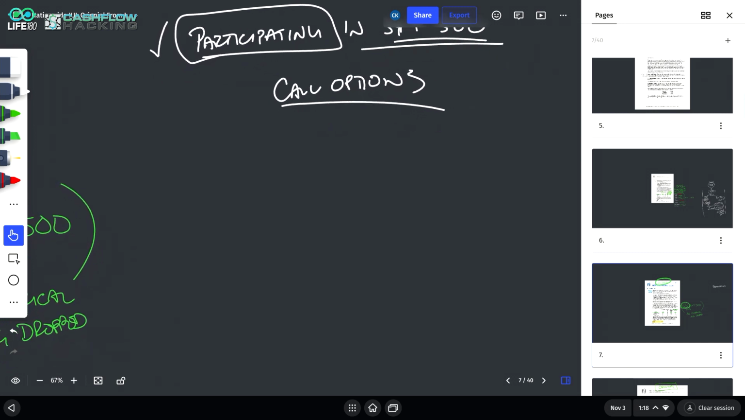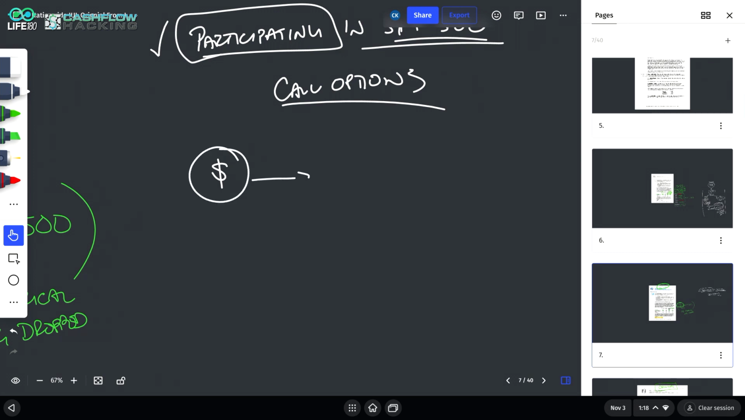How does that work? Well, you fund your policy, you pay the insurance company, right? And so from that policy you fund, I'm going to just write, this is your policy, right? So you get your policy.